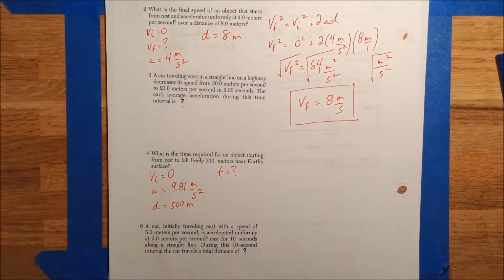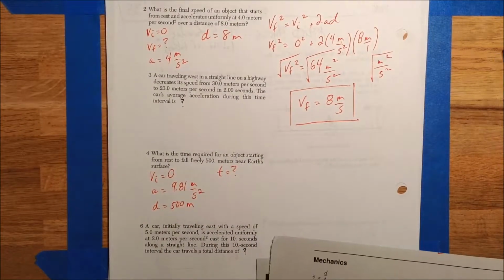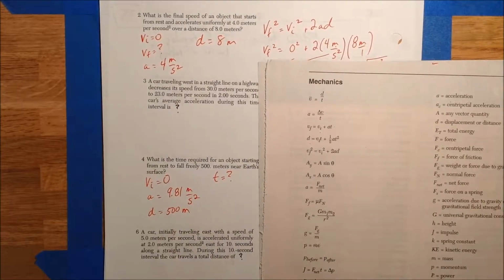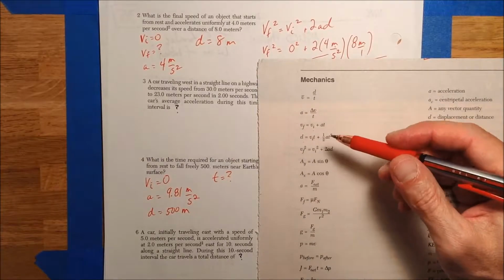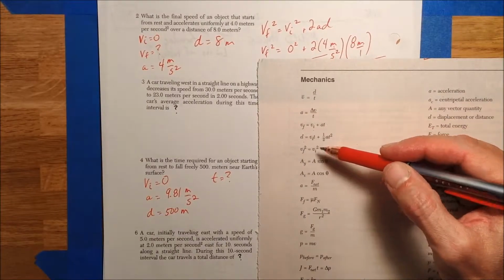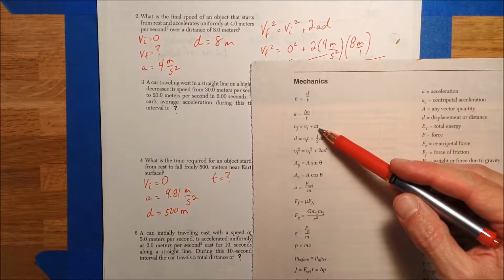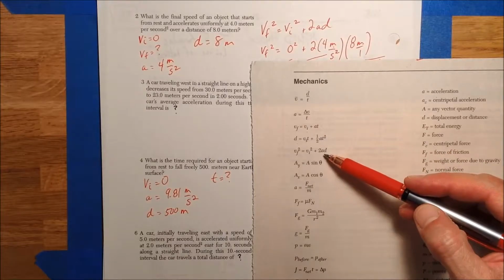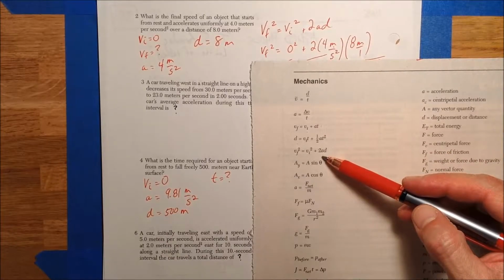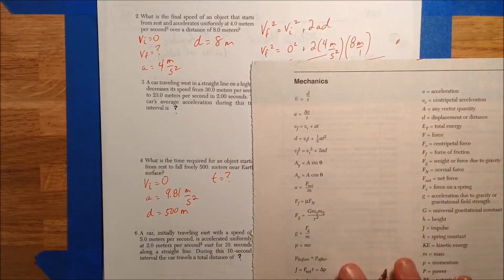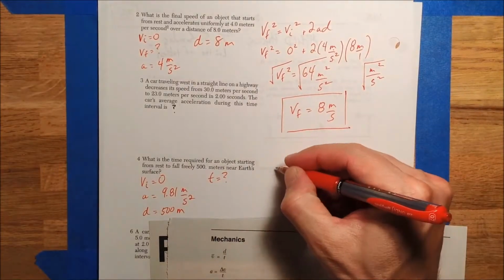So with that said, which of these formulas is going to work? We have VI, we have A, we have D. We're looking for T. I guess we could use this one. We have distance. This has no distance, so can't use that. This, we don't have final velocity there, and that has no time in it. So we're going to use this. I'm going to write this down.